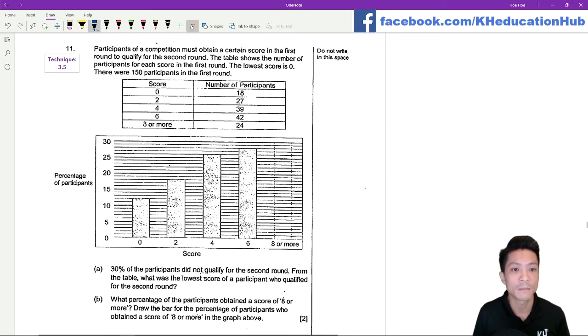Question 11. Participants of a competition must obtain a certain score in the first round to qualify for the second round. The table shows the number of participants for each score over here. In the first round, the lowest score is 0. There are 150 participants in the first round.